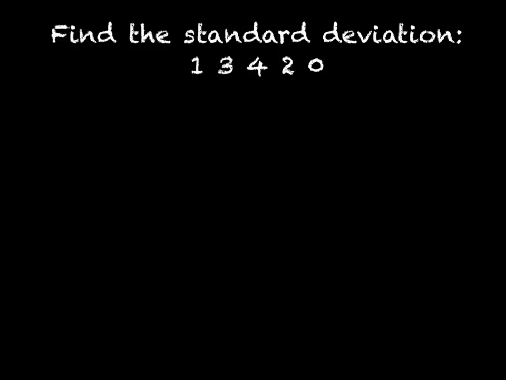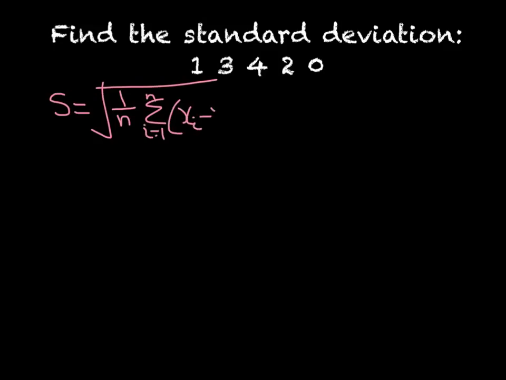Find the standard deviation of the data set. I'm going to begin by just writing down the formula for the standard deviation. It's the square root of 1 over n, sum from 1 to n of each of the numbers, subtracted the mean, squared. Okay, so our first step is to find x bar, the average.